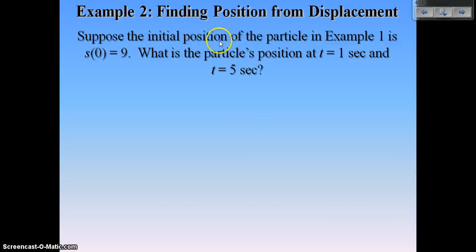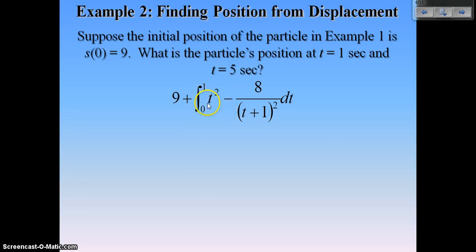Example 2, suppose the initial position of the particle in the example we just worked is at 9. What is the particle's position at 1 second and at 5 seconds? Well, to find this, we're going to use integrals. We start with this formula. Now, the 9 out front is the fact that our starting position is 9. And we're going to add to that whatever distance is traveled from 0 to 1 second.